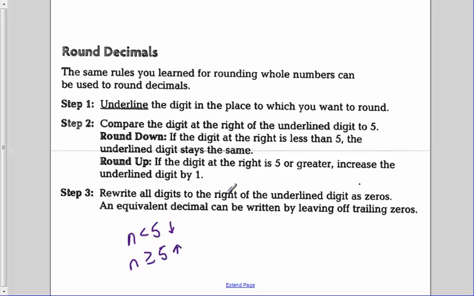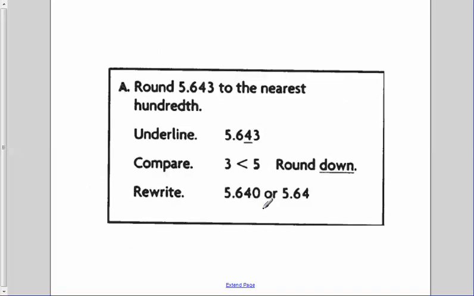And then we rewrite all the digits to the right of the digit we're rounding to as zeros. An equivalent decimal can be written by just dropping off all those extra zeros, because the value of it stays the same. The name may change, but the value stays the same. So let's take a look at this.